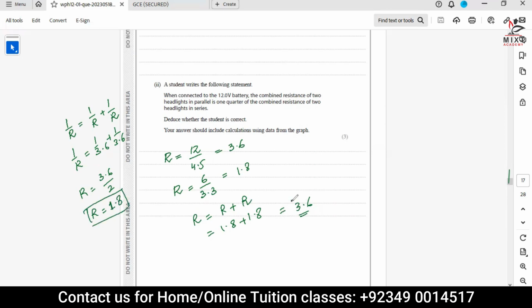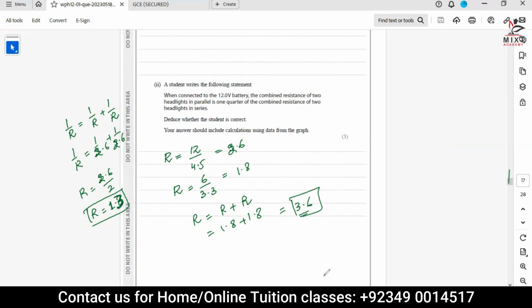Have you found the answer? Sir, the first value, 12 divided by 4.5, is 2.6. Okay, so 2.6. So I was wrong. So it comes out to be 1.3. And 3.6 divided by 1.3 comes out to be 4, I think. No, it comes out to be 2.7. So it is approximately 1/4.